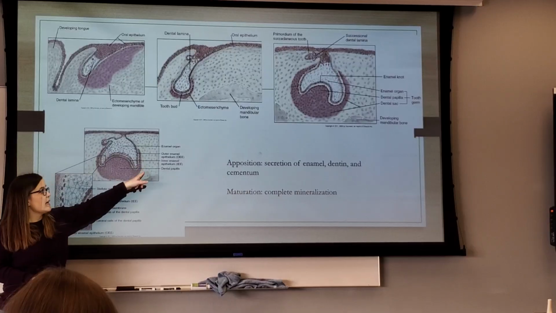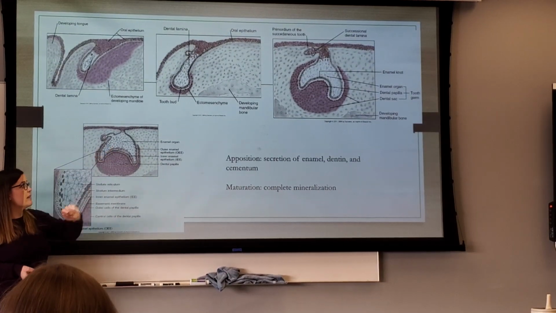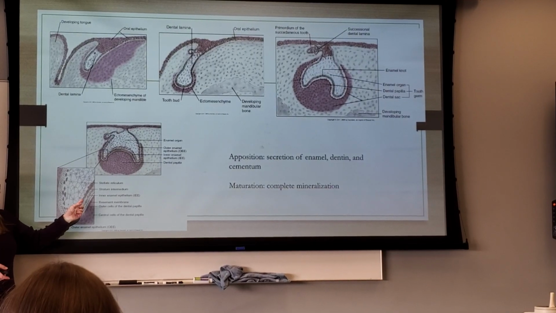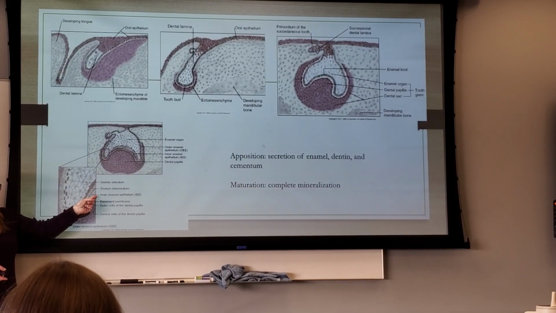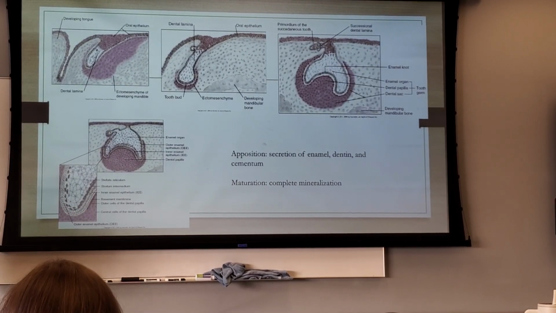The dental sac on the outside gives rise to everything on the outside, the PDL and the cementum, and the enamel organ on the inside. Within that enamel organ, we have the inner enamel epithelium and then the outer enamel epithelium that give rise to the enamel.